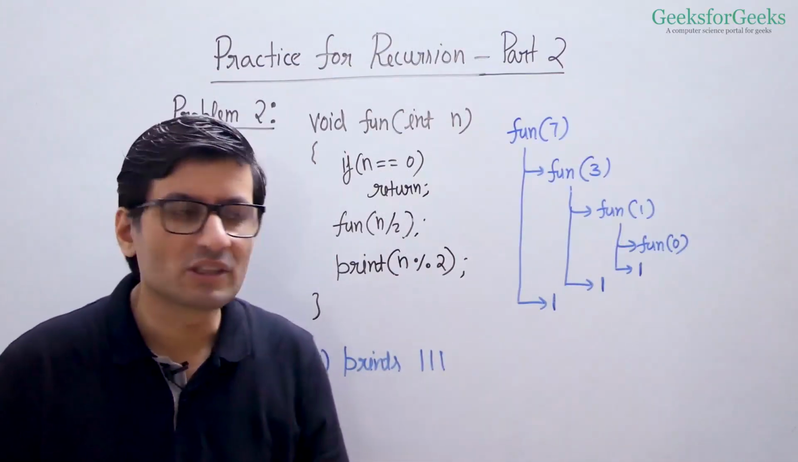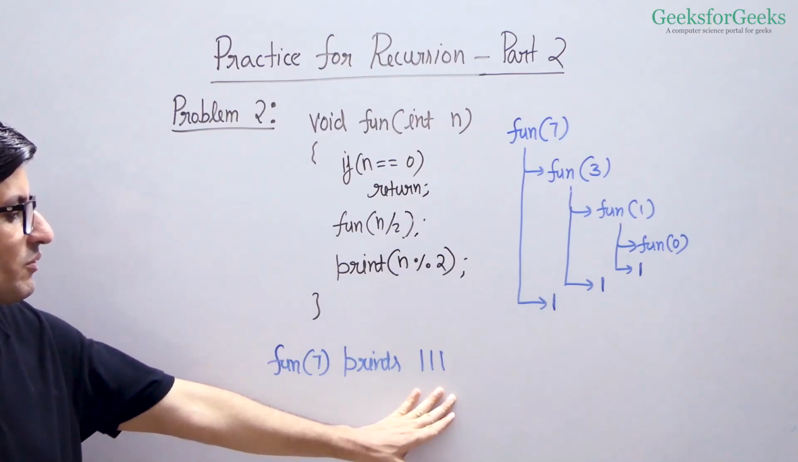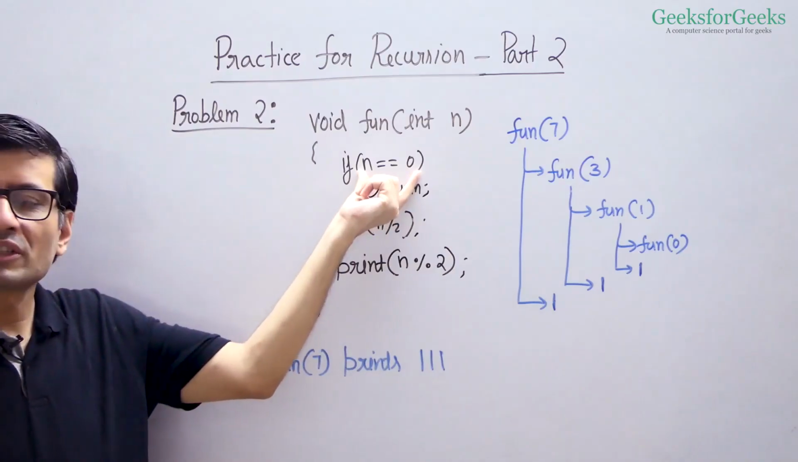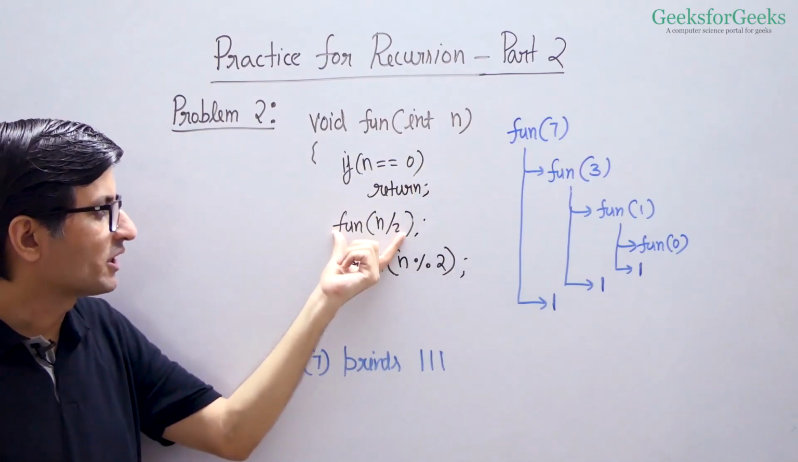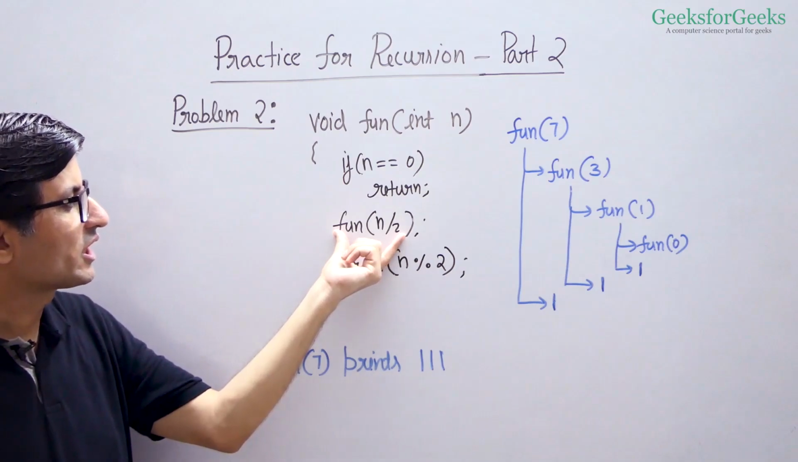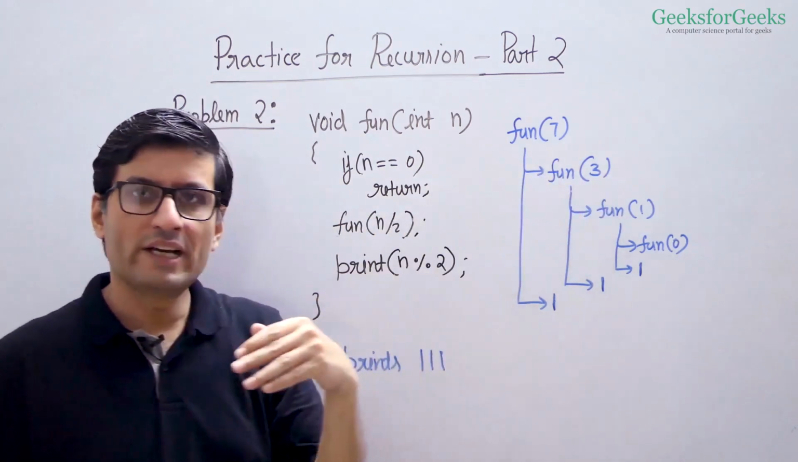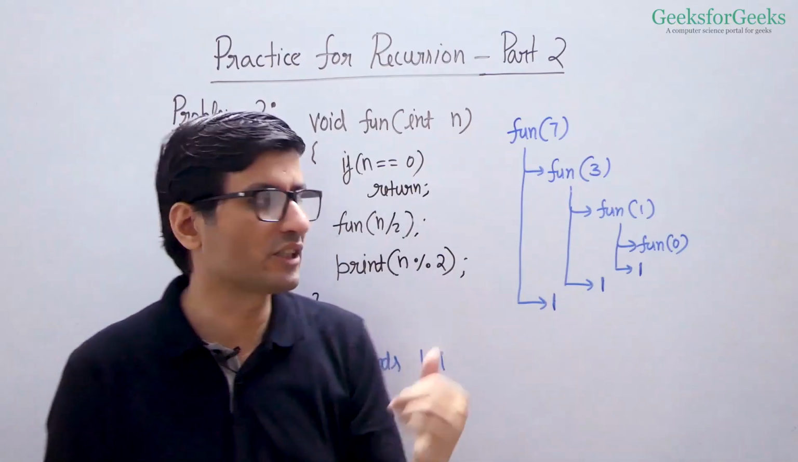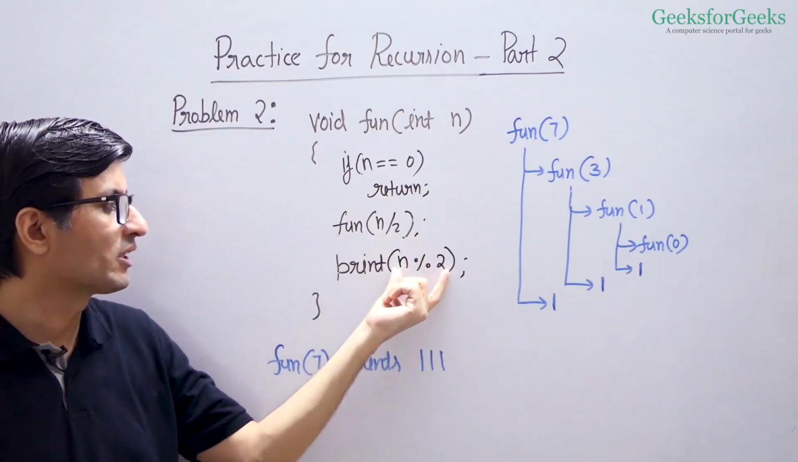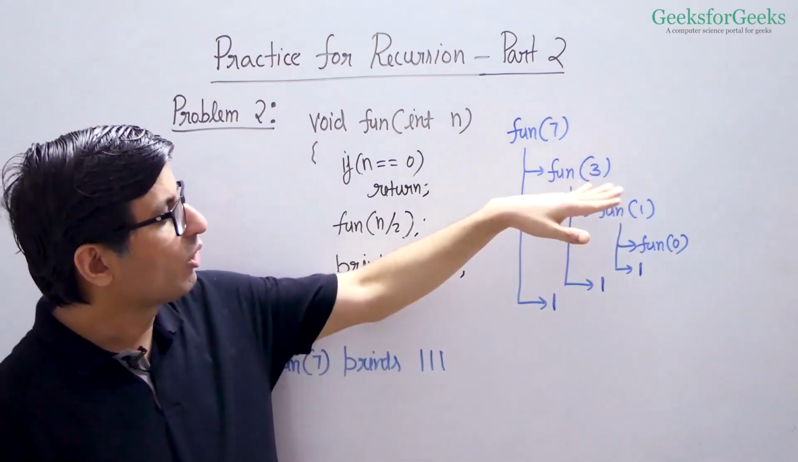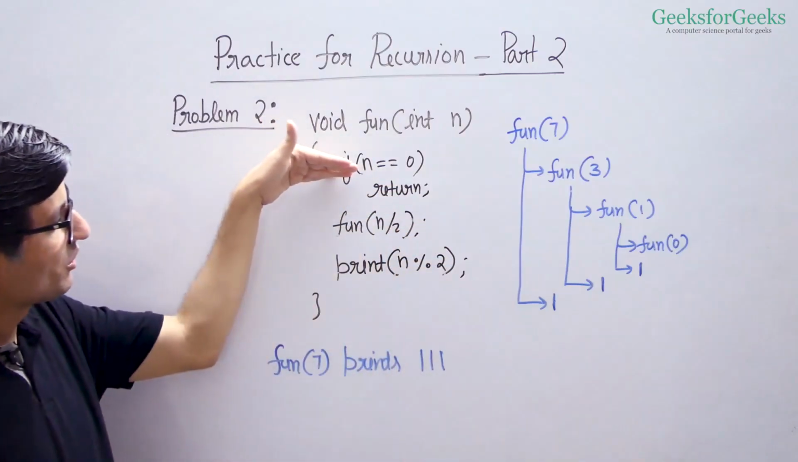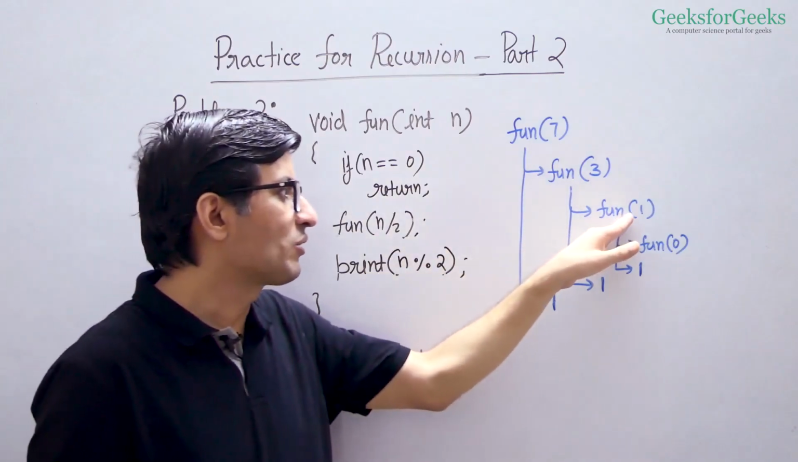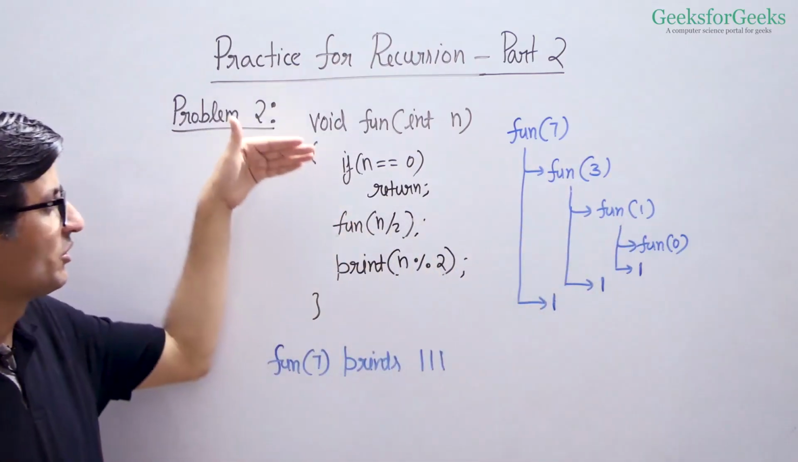The output of this program is 111. And how does this function execute? When you call for fun 7, it does not go into this if condition. So it comes here, and when it comes here, it calls for 7 by 2, which is 3. And now fun 7 waits for fun 3 to finish, and once fun 3 finishes, it's going to execute this line where it prints remainder with 2, which is 1. So fun 3 begins its execution here, does not go into the base case, calls for fun 1. Right? So when you call for fun 1, again it begins its execution from this line.